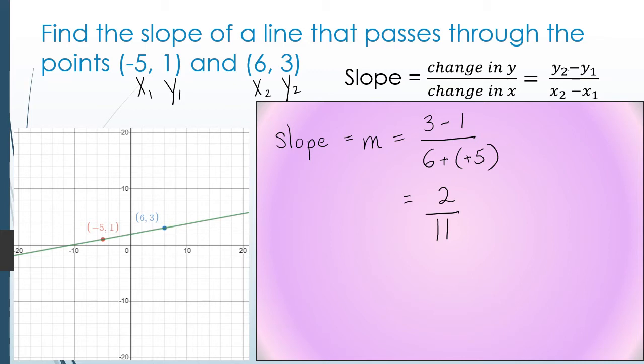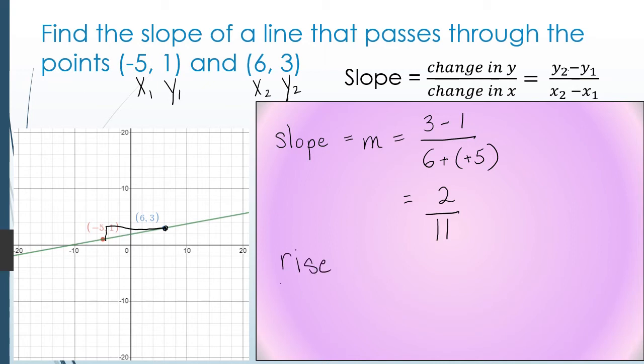So if you go up 2 units, remember the y values are what determine up and down. So if you go up 2 units, you're at a y value of 3. And if you go right 11 units, that puts you at an x value of 6. So going up 2 and over 11 does get you to 6, 3.